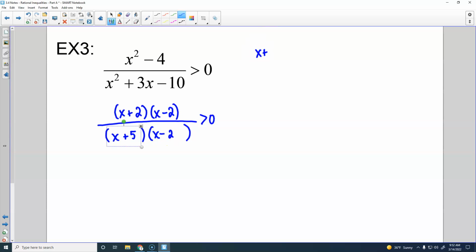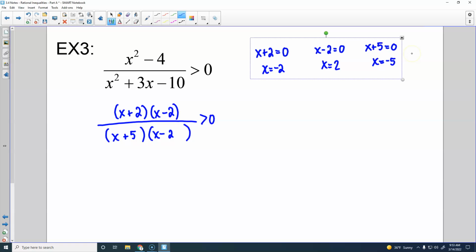We have x plus 2 equals 0, which gives us x equals -2. We would have x minus 2 equals 0, which gives us x equals 2. We would have x plus 5 equals 0, so that gives us x equals -5. And then the x minus 2, we could do it again, but it's just going to give us 2 there. As far as the numbers, you don't have to do it twice, but when you make the chart, you want to write each one of these down.